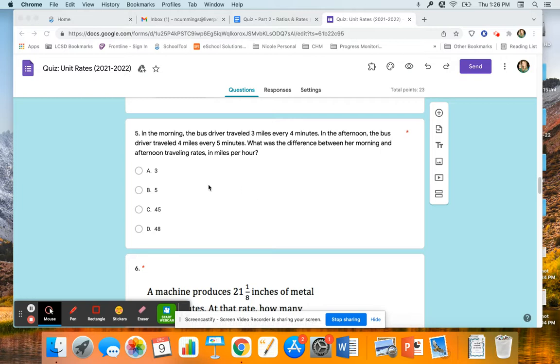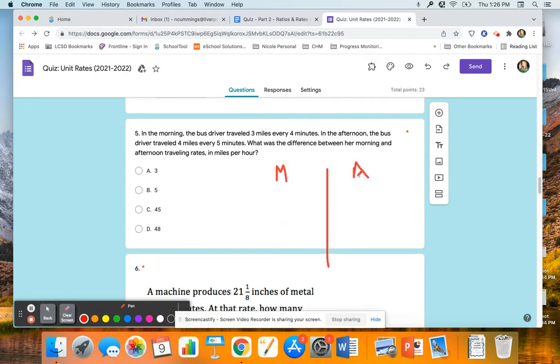You're going to have to set up 2 different ratios, one for the morning and one for the afternoon. They want miles per hour. And remember, they're giving you miles per minute. You're going to have to set it up so that it's miles per hour. I'm going to give you a little tip or trick or reminder.